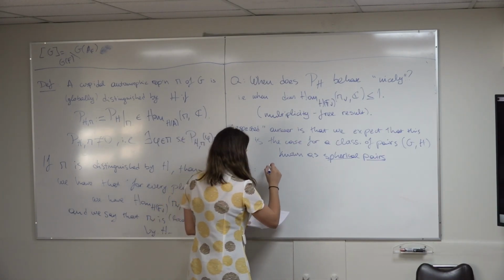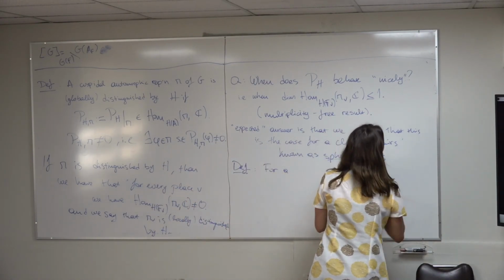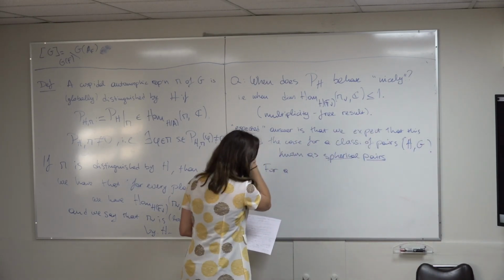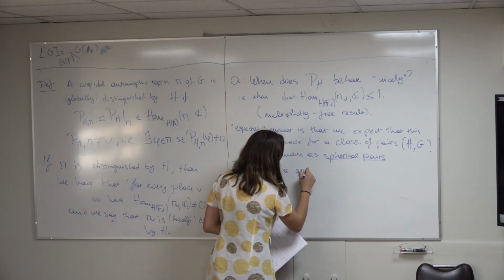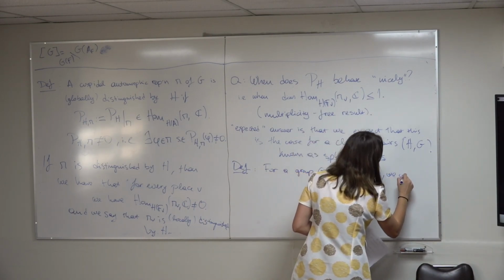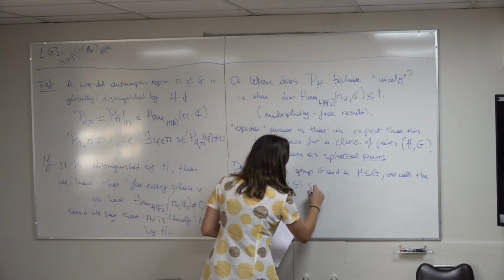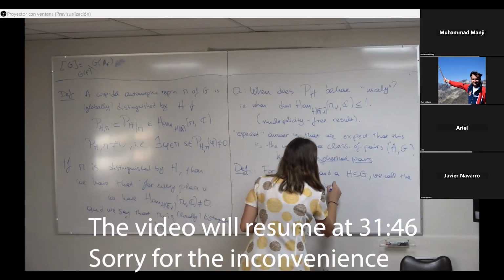We usually write H, G, so I just want to be consistent. So for a group G and a subgroup H of G, we call the pair H, G spherical if a Borel B of G has an open and dense orbit, excuse me, in G mod H.